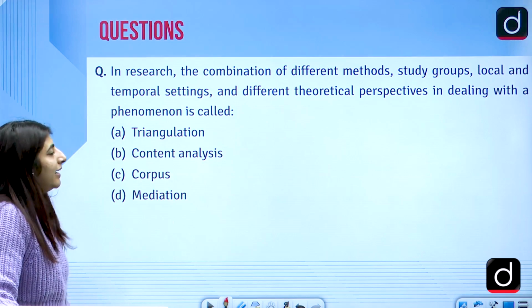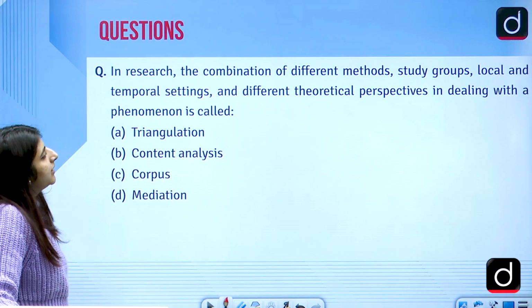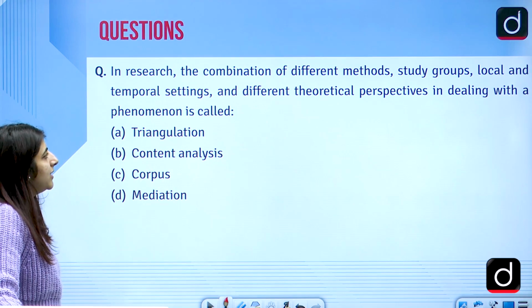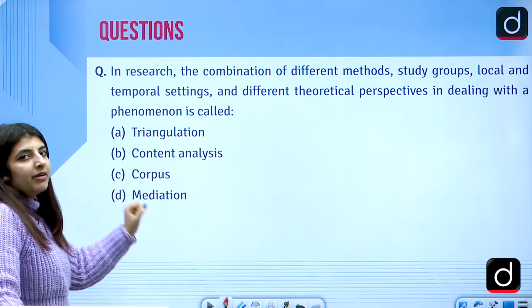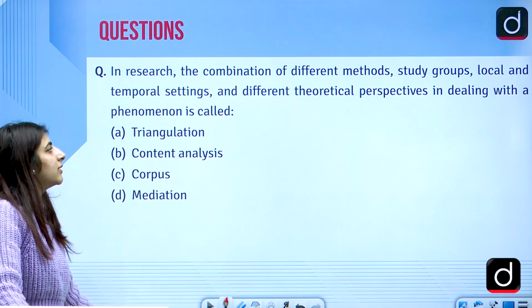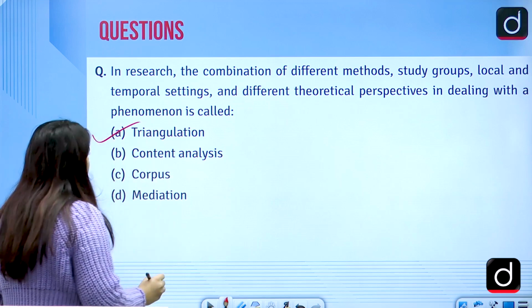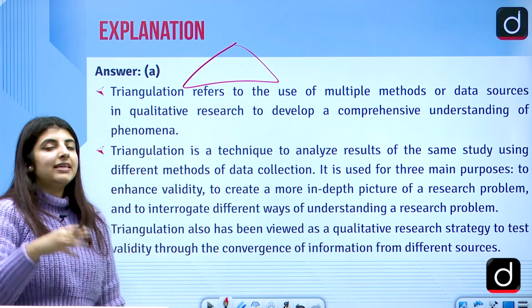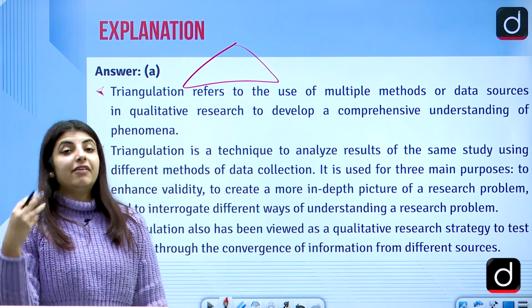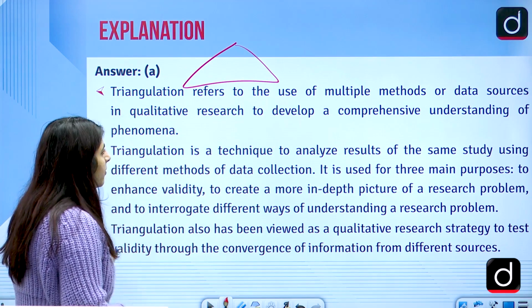Next question again is really important. The combination of research methods, study groups, local and temporal settings, and different theoretical perspectives in dealing with the phenomena is called triangulation. A. Triangulation, which means that you are collecting data from multiple areas, you are referring to it, you are analyzing it through multiple sources. Let's just read it from here.